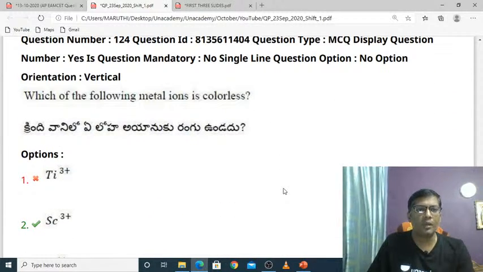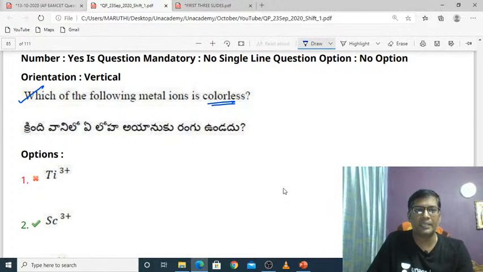124. Which of the following metal ions is colorless?